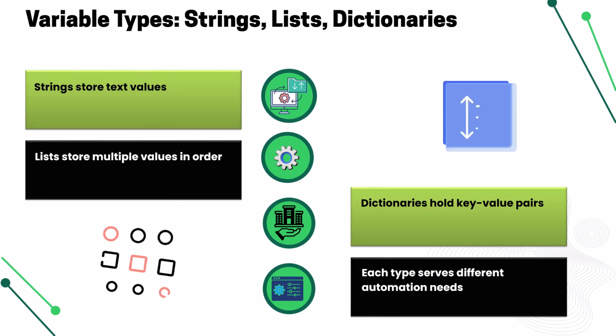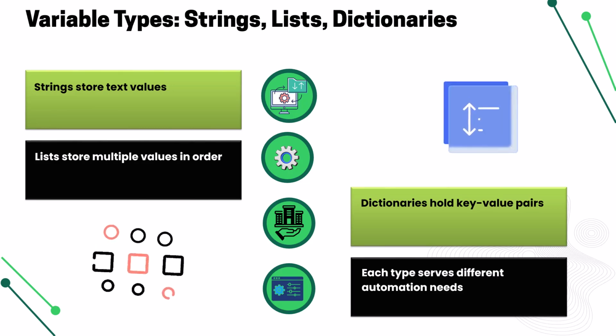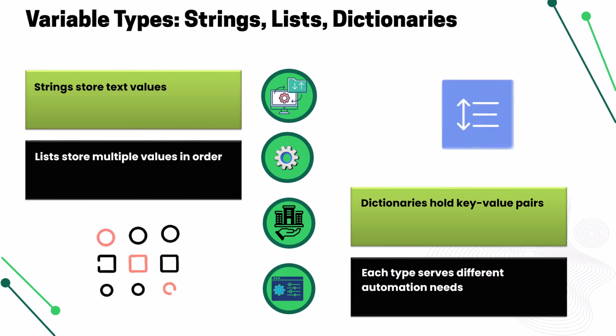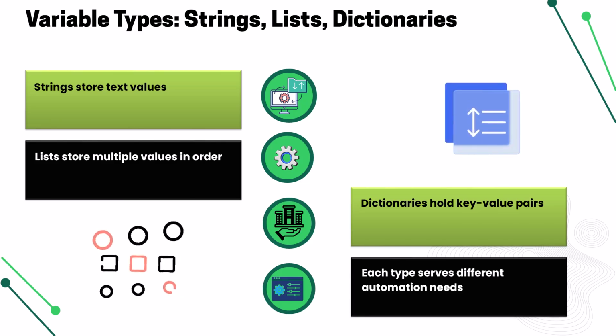Variables come in different shapes and sizes, like strings for text, lists for ordered values, and dictionaries for structured data. Choosing the right type makes automation a breeze. If variables were superheroes, strings would be the speedster, lists the organizer, and dictionaries the master planner. Pick wisely, and your automation will run like a well-oiled machine.